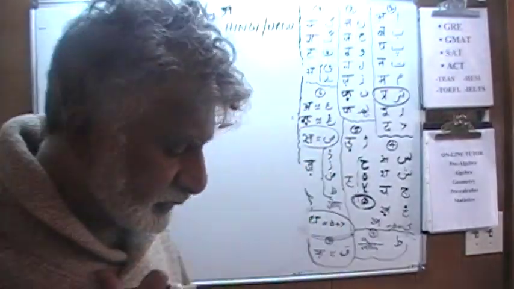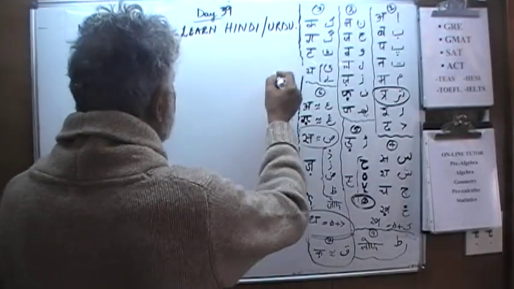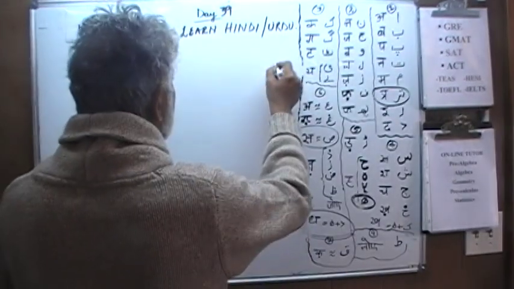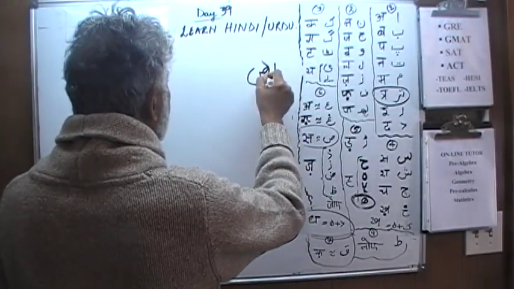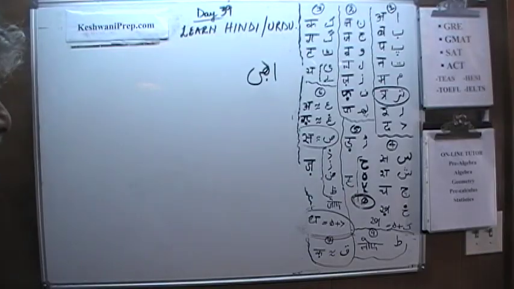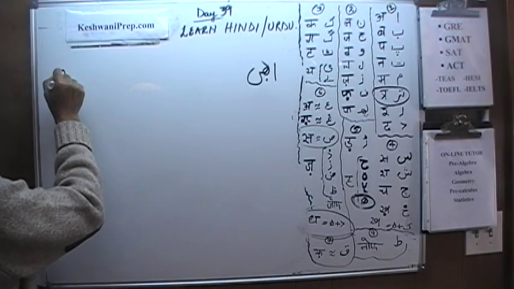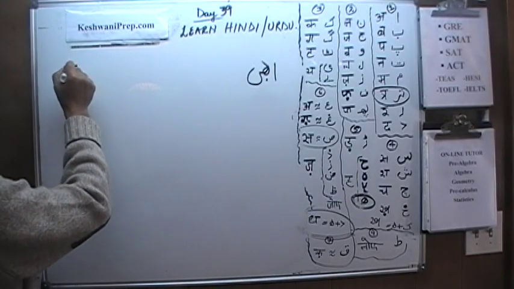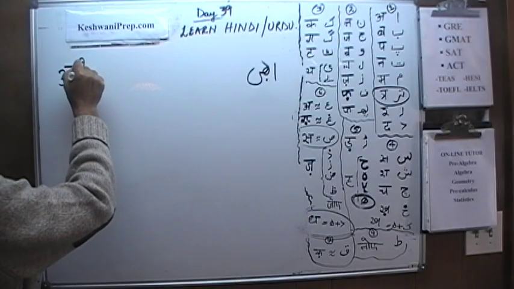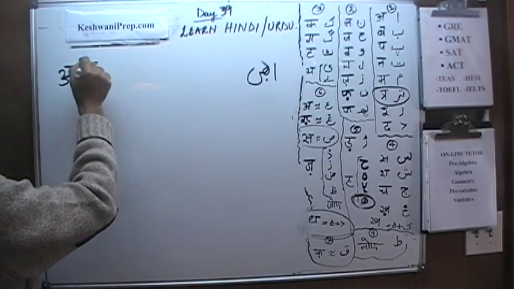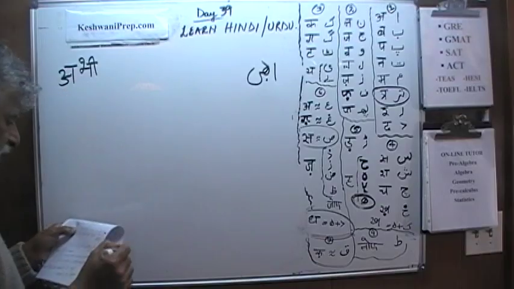Let's do line number 3. Abhi is the same word we did, how we started our day yesterday, so I'm not going to explain it again. We already did it. Abhi. And when you're writing ba, you always remember not to extend this line here, because ba stands out. Abhi.